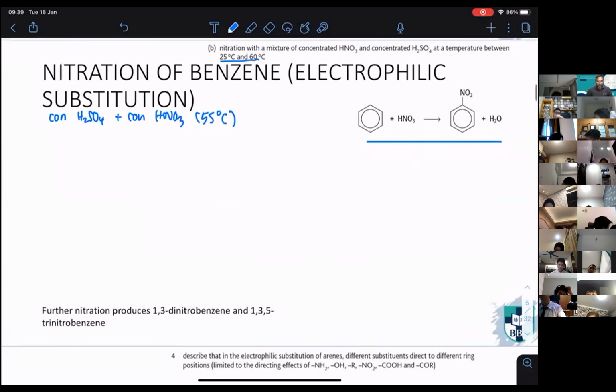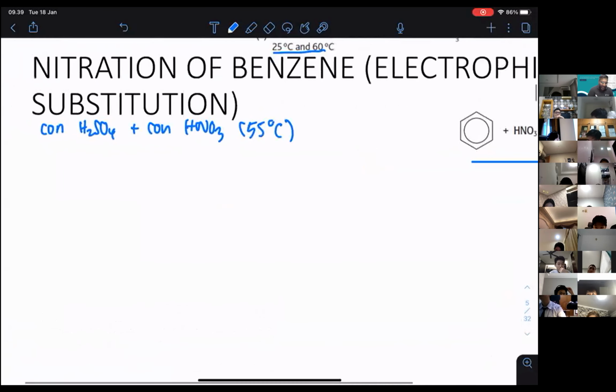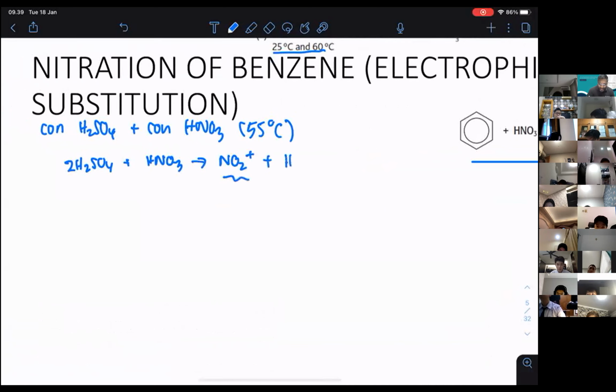So you are going to need to write the equation. I'll write down the equation. This one, I told you, if you want to memorize, you can memorize. But in the end, what you are going to get is the electrophile. This is the main important thing. You will get this and 2 HSO4 minus.